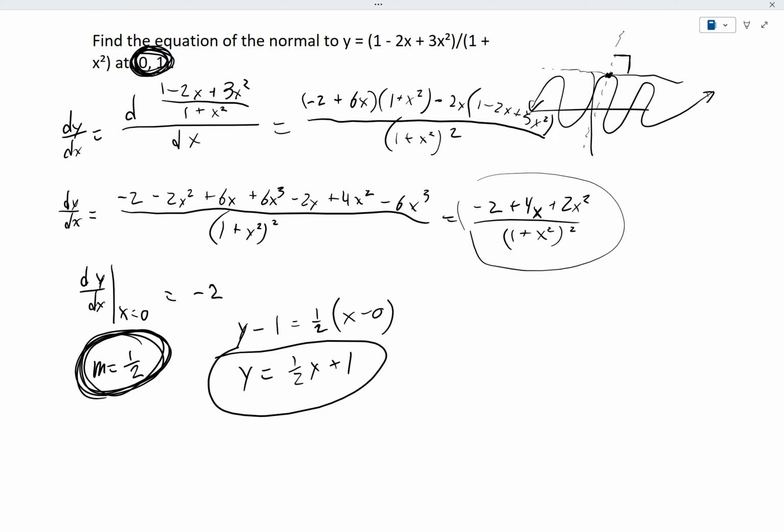And as you can see, I just took the derivative, and from there, I plugged in a couple of numbers, and that's all there was. And I'm able to find the normal line to this curve.